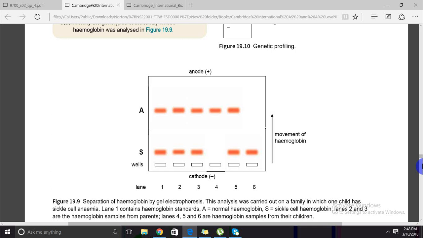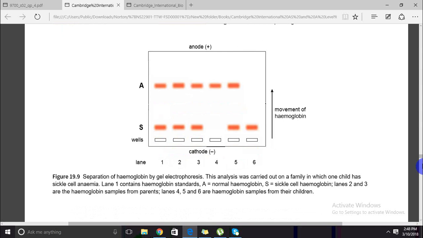So this is separation of hemoglobin by gel electrophoresis carried out on a family in which one child has sickle cell anemia. Lane 1 contains hemoglobin standards, right? A is normal hemoglobin, S is sickle cell hemoglobin. Lanes 2 and 3 are the samples from the parents, and 4, 5 and 6 are from their children. Both 2 and 3 contain one band at A and one band at S.